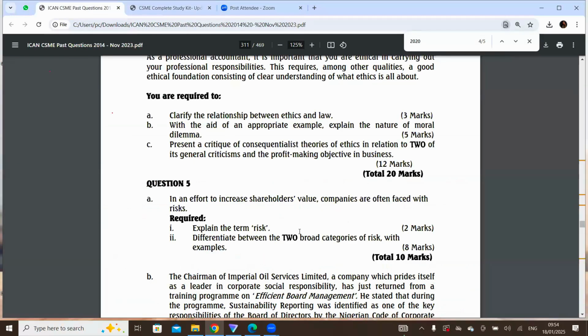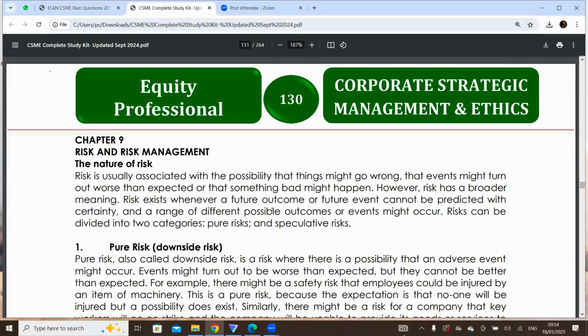So what are the two categories of risks? Pure risk and speculative risk. So pure risk is also referred to as downside risk, while speculative risk is what? A two-way risk.